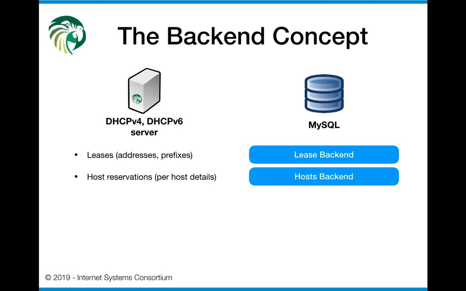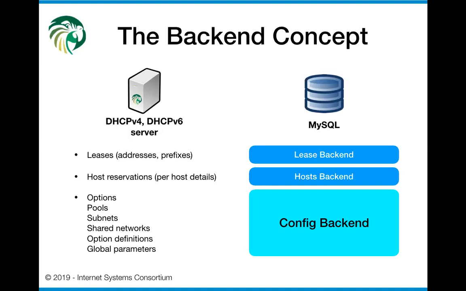In addition to the leases, you also are able to keep host reservations. So a part of the configuration, where a specific MAC address is going to be given a specific IP address, that information can be kept in a separate database, also in a database format, and that is the hosts backend. Now, both of these have been available in previous releases of Kea, but the new one, and the one that we're going to talk about today, is the config backend.